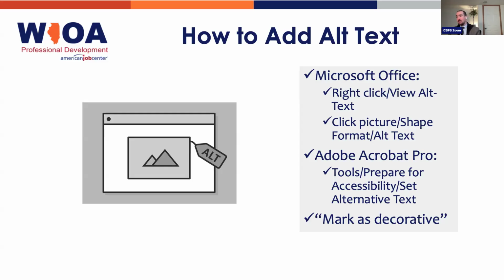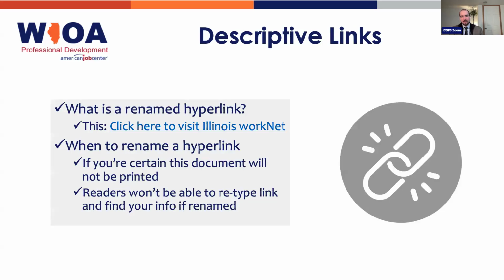In Adobe Acrobat Pro, you have to have Adobe Acrobat Pro. This is not available on the more inexpensive version, but you go to Tools, Prepare for Accessibility, and Set Alternative Text. That Prepare for Accessibility option is really how you get all of your accessibility features in Acrobat Pro. So once you've found that, you're golden. You're good to go. You'll see everything that you need to. And you can also mark anything as decorative from the Styles pane on Adobe or Office that you need to. And I'll show you that in a little bit.